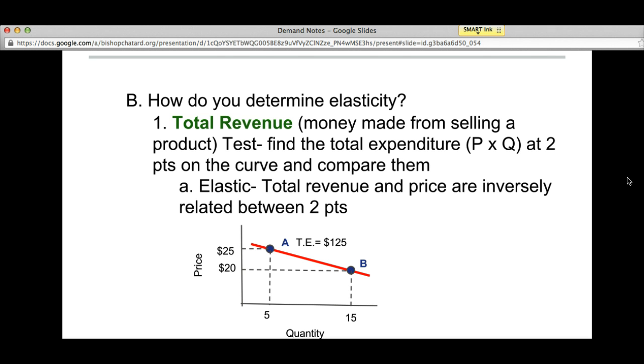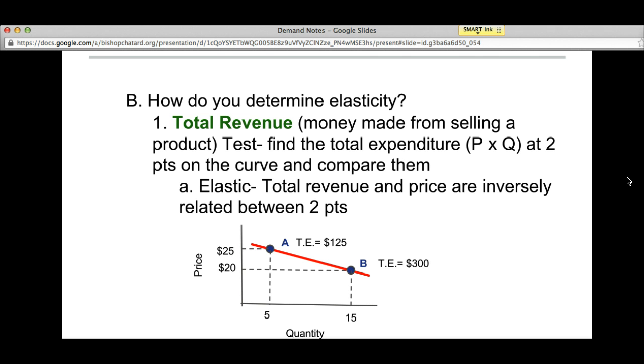So again, we have to find the total revenue. Total revenue at point B is price times quantity. At point B, the price is $20 and the quantity is 15. So, 20 times 15, anybody? $300. So, you can write by point B, the TR is $300.